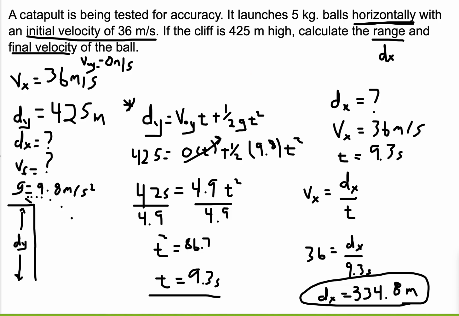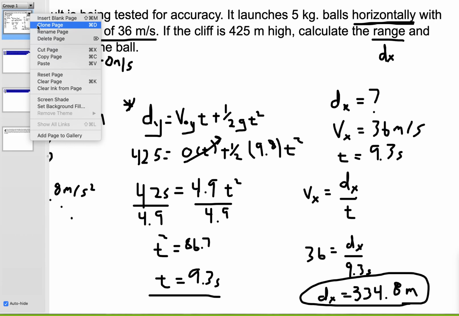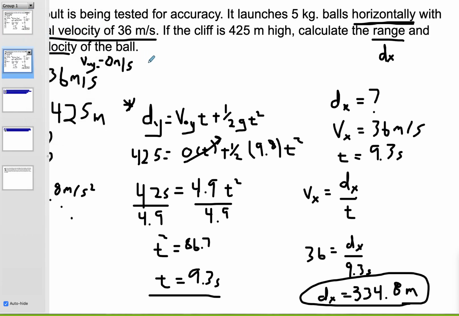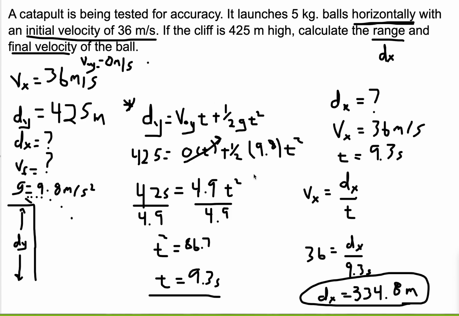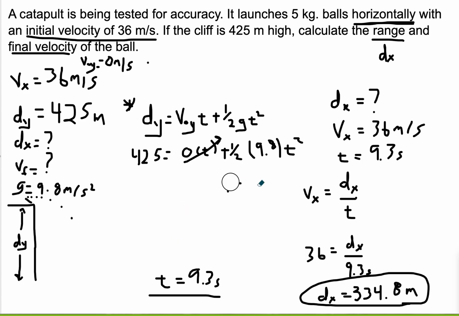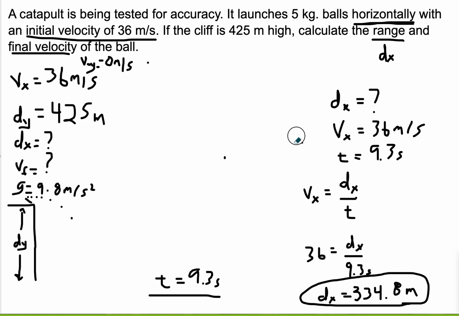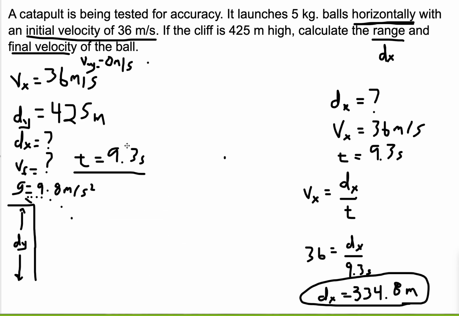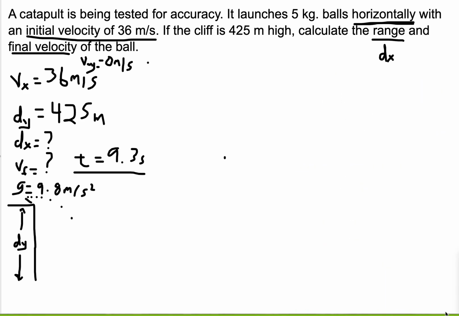I'm going to clone that page, and we're going to get rid of some of this work if that's okay with you. We know the time and how we got it, so I'm going to erase that. The time in air is 9.3. We'll write that up here. And we know the range, but we actually don't need that anymore, so I'm going to delete it.